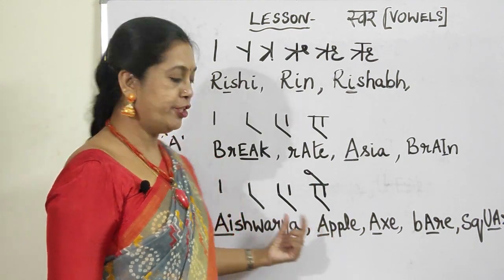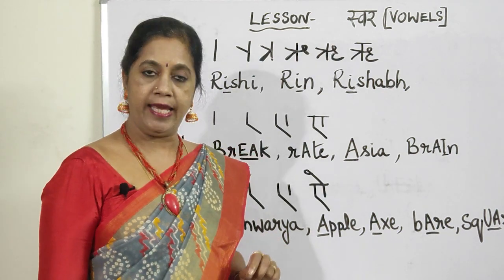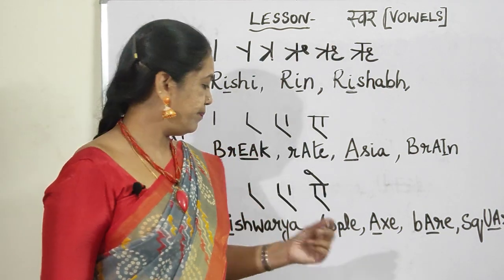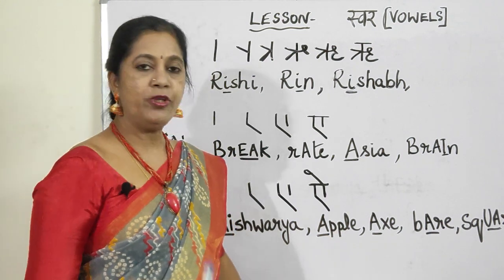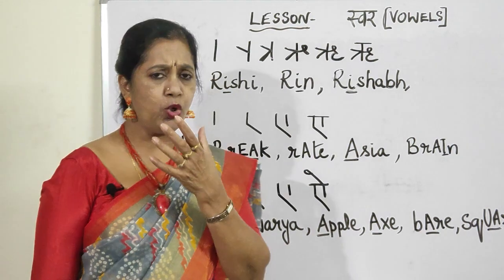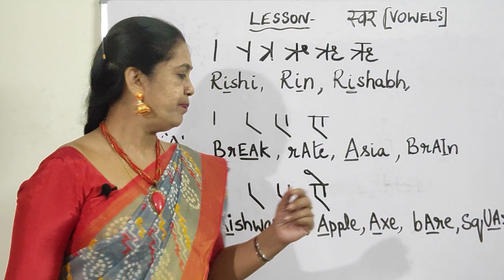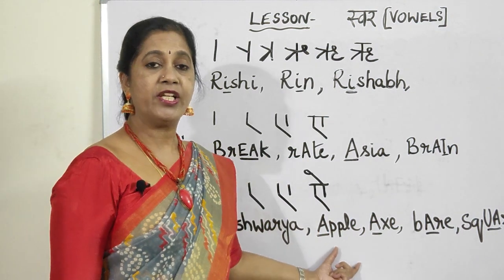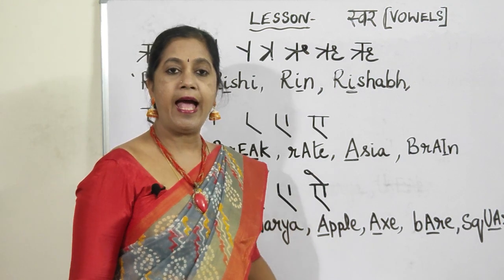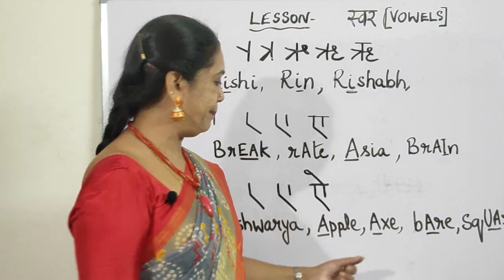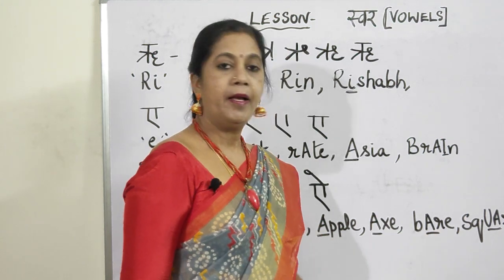Now see here, I already told you, for this letter in English we don't say A, we say A. Now see here, apple, apple. So when you pronounce this letter, you should have your mouth this way. Then only the pronunciation and the sound will come. A, A. So this is apple, apple, axe, axe.